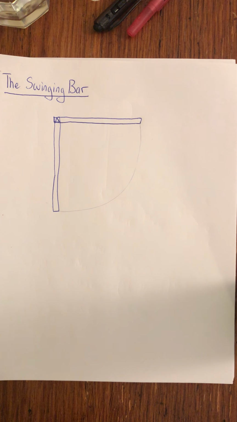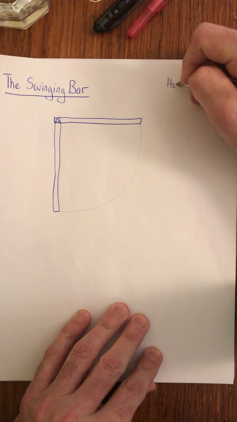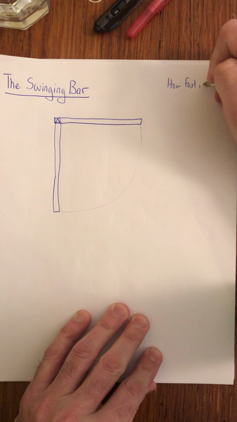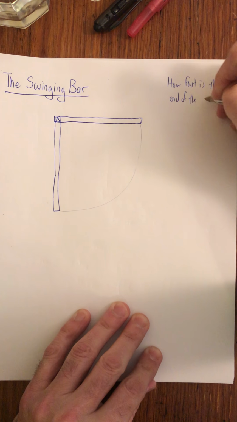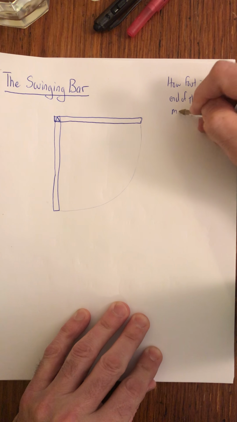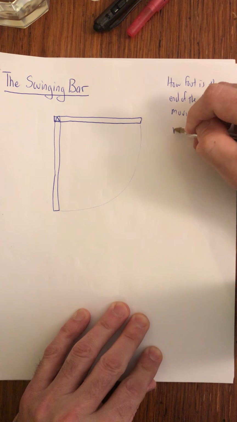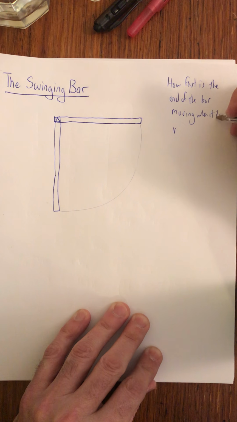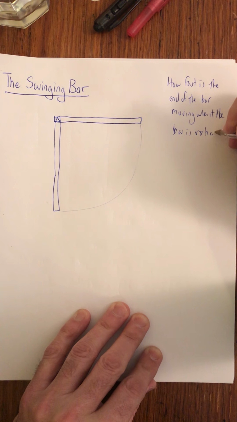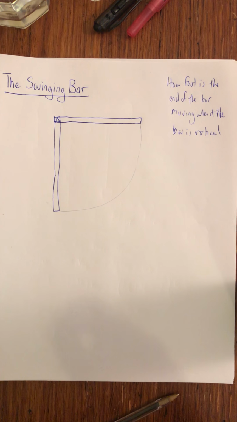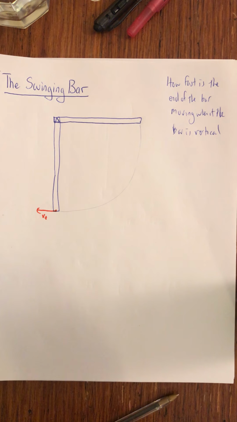So the question is, how fast is the end of the bar moving when the bar is vertical? I'm actually looking for the tangential speed of this point at that moment in time.